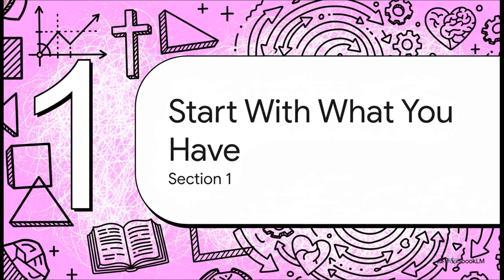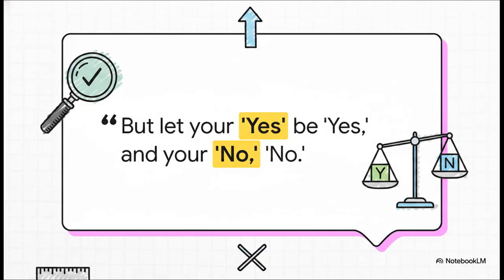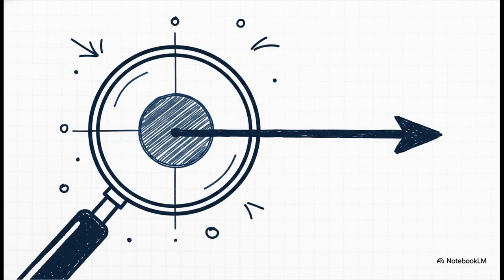So, part 1. Starting with what you have. There's this fantastic piece of ancient wisdom that actually hits the nail on the head for our math lesson today. Matthew 5:37 says, "But let your yes be yes and your no, no." It's basically a reminder that God wants us to be totally clear, honest, and direct with the information we have. No guessing games, no making stuff up. Just pure, honest clarity. And that brings us to the main idea here, speaking clearly with what we know.